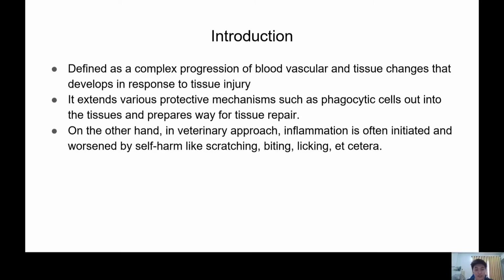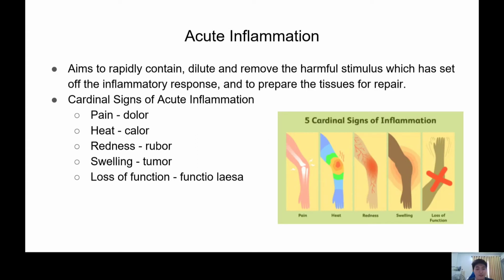One of the general facts about inflammation is that it often works with and is directed by cells of the immune system. Inflammation is described as acute or chronic depending on the duration of the inflammatory response and the inflammatory cells involved. The first one is acute inflammation. It is described as the initial reaction of a tissue to injury, and it aims to rapidly contain, dilute, and remove the harmful stimulus which has set off the inflammatory response and to prepare the tissues for repair.